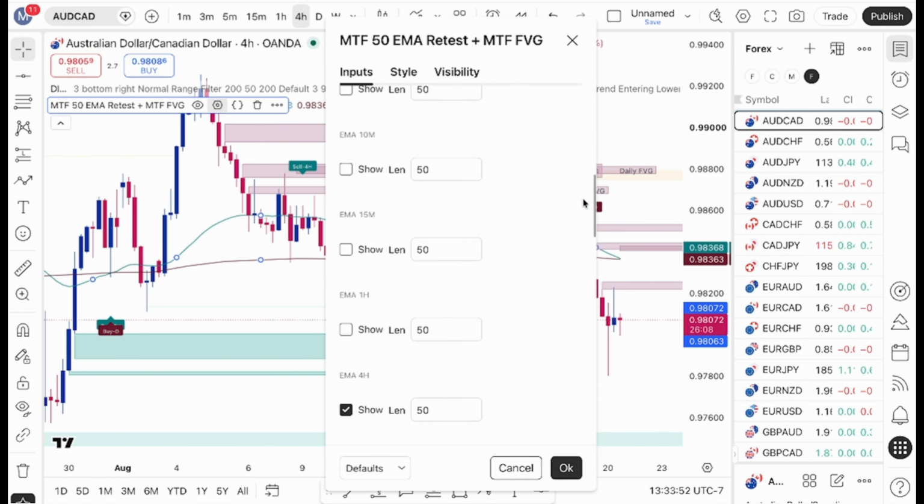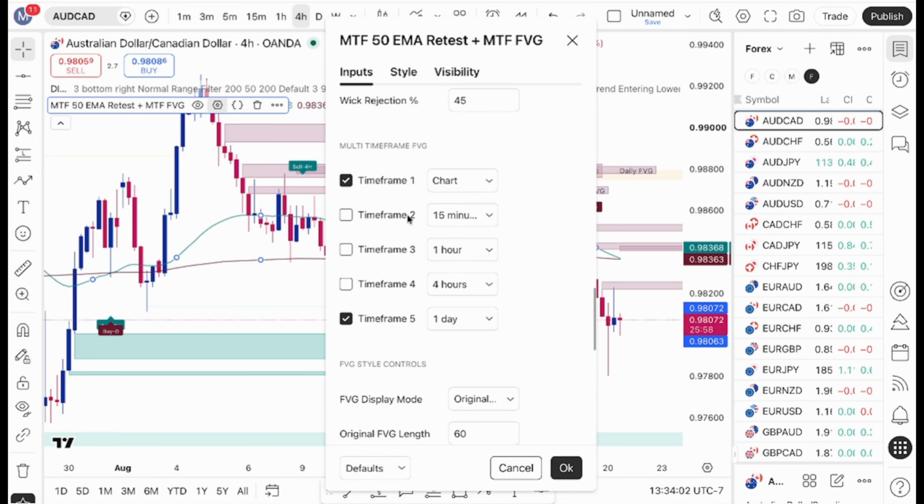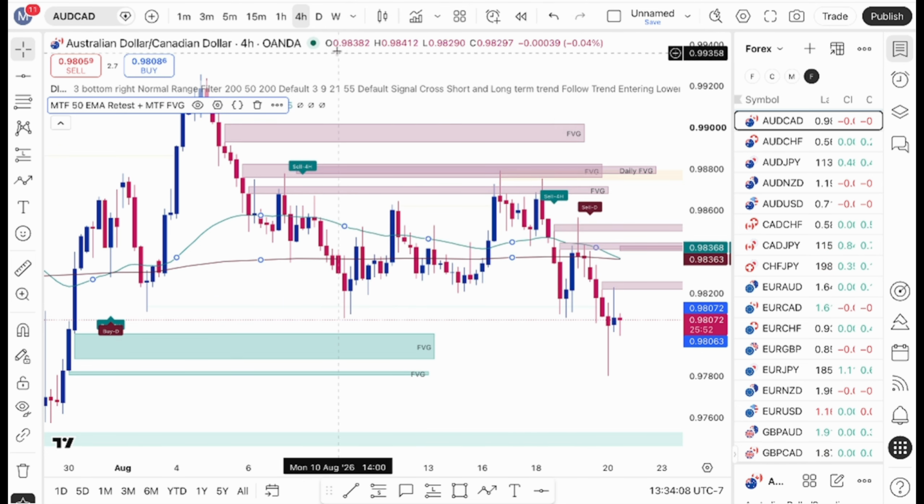So we're going to start off on the 4-hour time frame. So make sure you have the 4-hour EMA selected. And I always like going up that one time frame, so select the daily. And then let's go down to our fair value gaps and have time frame 1 selected and then have time frame 5 selected. This is the daily.